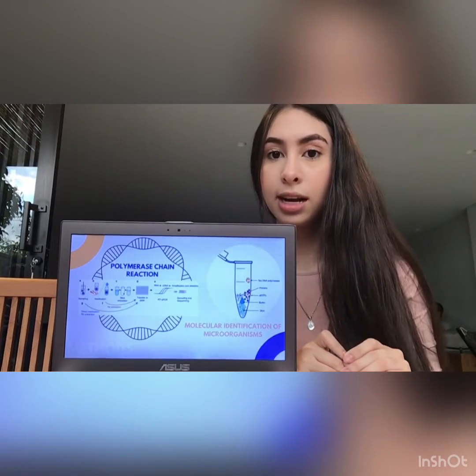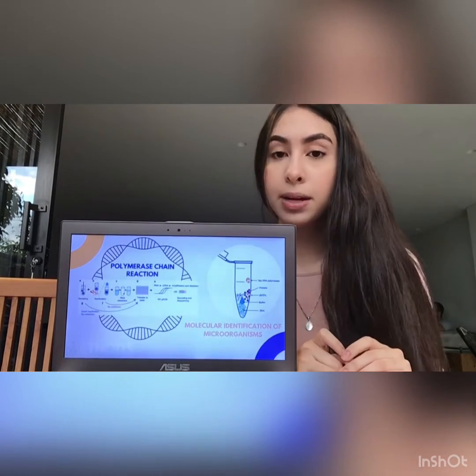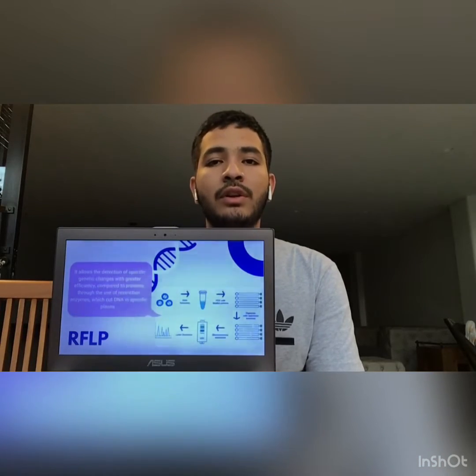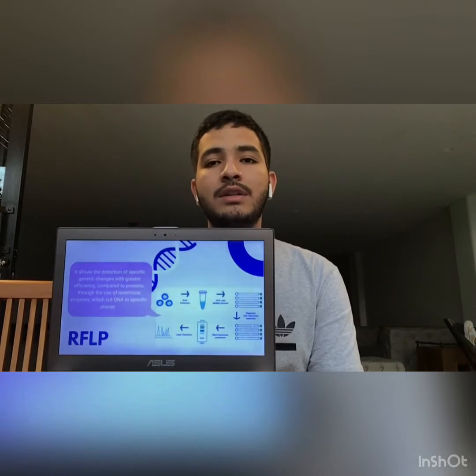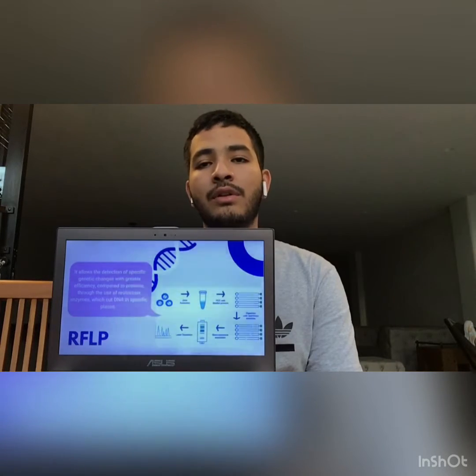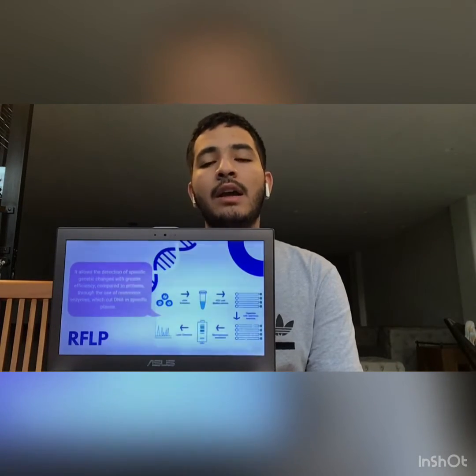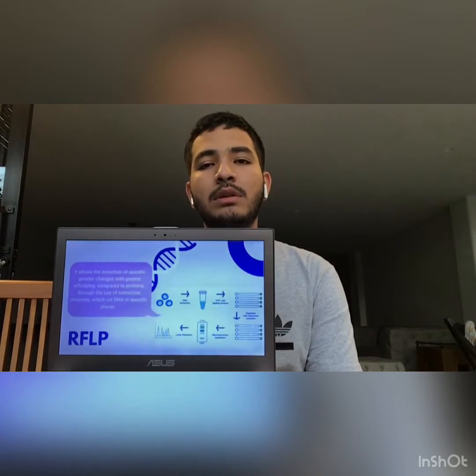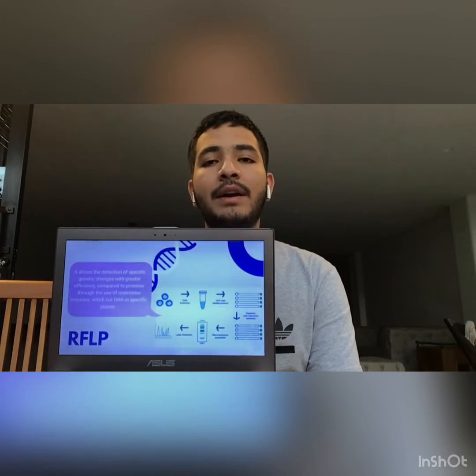This is a molecular technique based on restriction fragment length polymorphism. The RFLP allowed studying the genome with a greater coverage by including coding and non-coding sequences of DNA, that are the exons and the introns. This makes it possible to detect specific genetic changes more efficiently compared to proteins, without the use of restriction enzymes, which cut DNA in specific places.